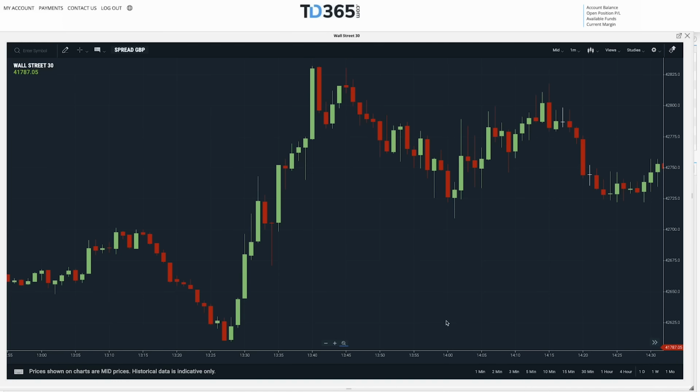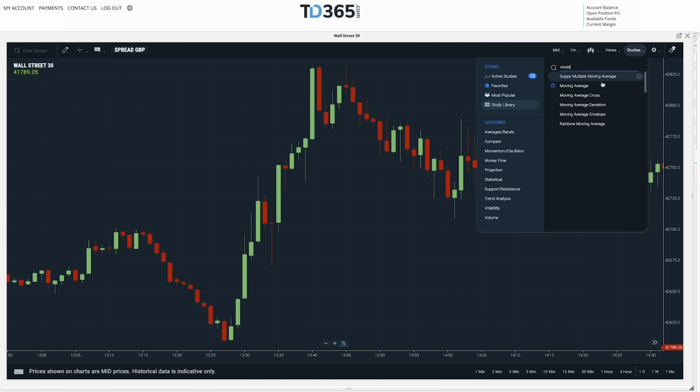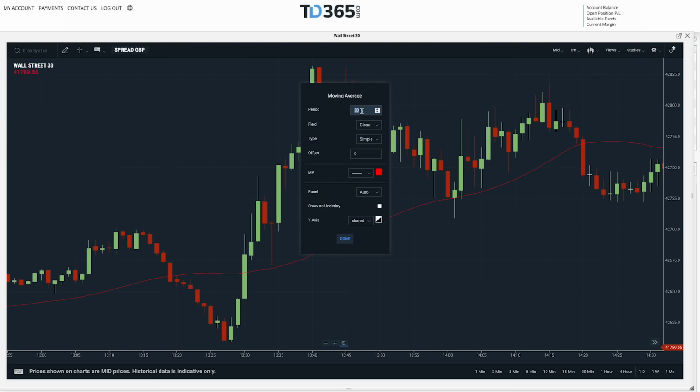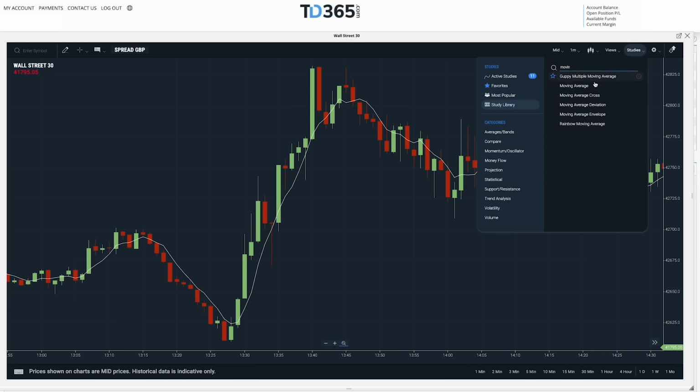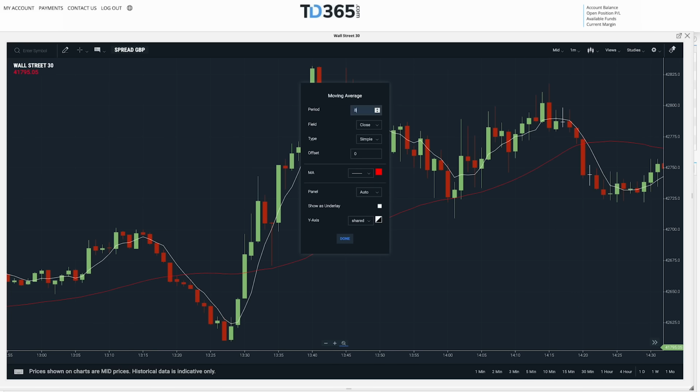You can do this in whatever broker or charting platform you're using, but in TD365, again, I'll head to Studies, type in Moving Average, select that, and I'm going to type 5 into the period box and make sure that Simple is selected. Let's change the color to white. And there we can see we have the 5-day simple moving average on the chart. Now let's do the same quickly for the 8-day and the 13-day. And I'm going to change the colors to blue for the 8-day and pink for the 13-day.